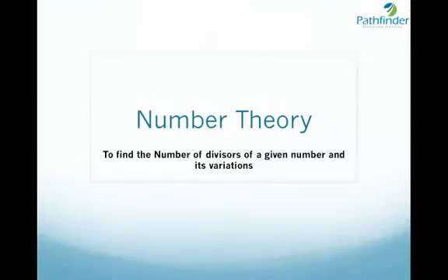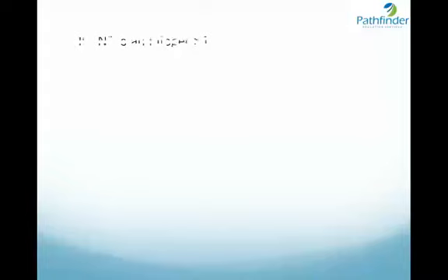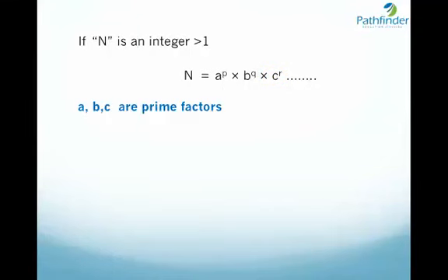So in this session, we will take a look at how to find the number of divisors of a given number and some variations of this question. If n is an integer greater than 1, then n can be broken into its prime factors. We all know that. So n can be broken as a to the power p into b to the power q into c to the power r, which are the prime factors of n.